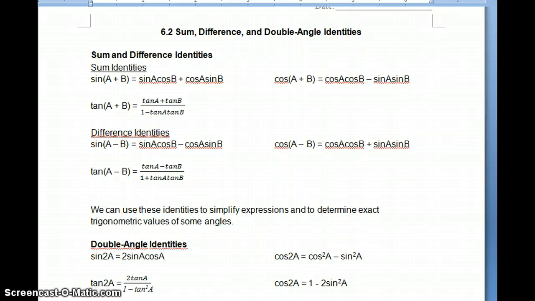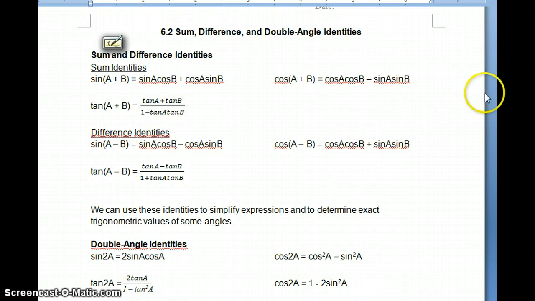So here we have the sine of a plus b for our first one. We can rewrite that as sine a cos b plus cos a times sine b. Then we also have the cos of a plus b, which is cos a times cos b minus sine a sine b. Remember, a and b are those angles. And then we also have tan of angle a plus angle b, which is equal to tan a plus tan b, all divided by 1 minus tan a tan b.